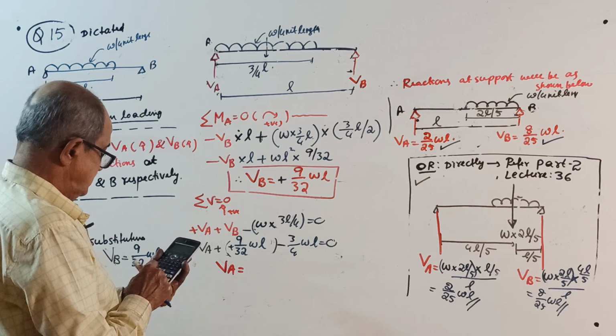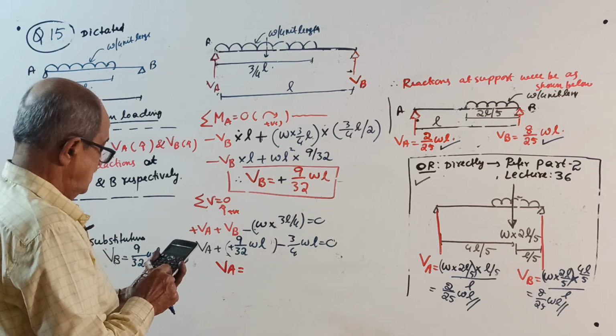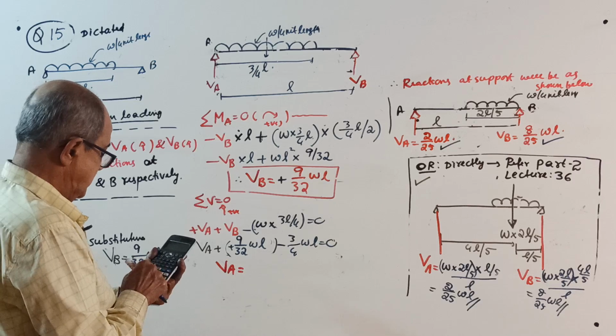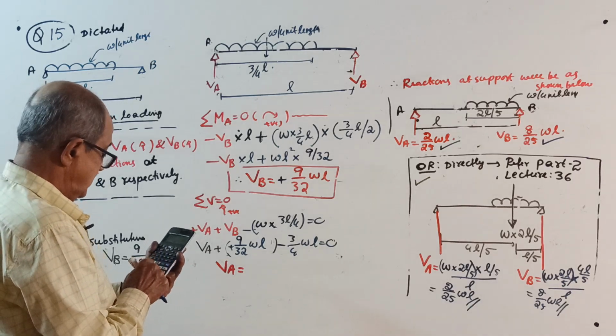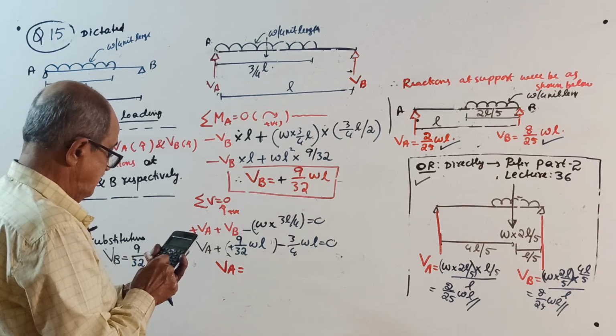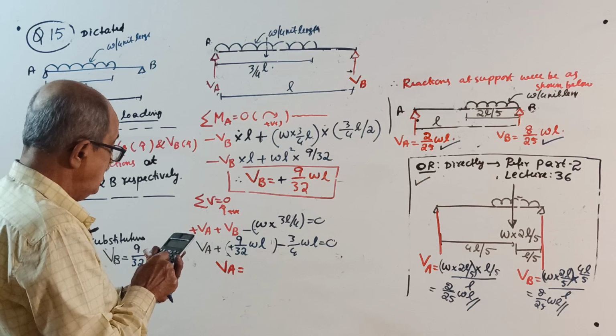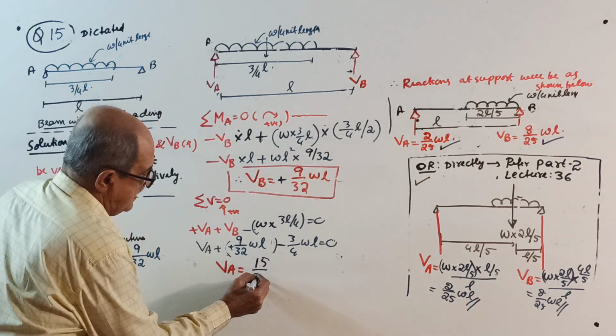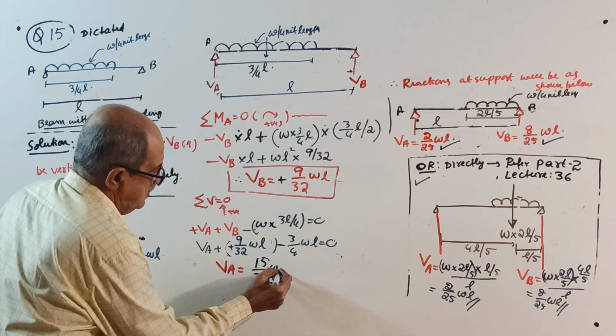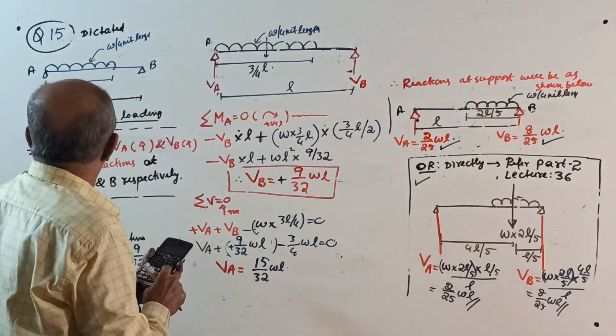9/32. 3/4 minus 9/32 is, okay, 3/4 minus 9/32. 15/32. Okay. 15/32 W into L. Let me check it fast.